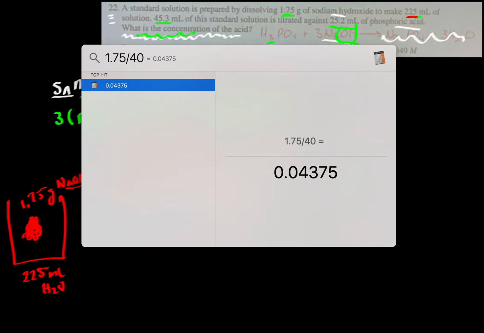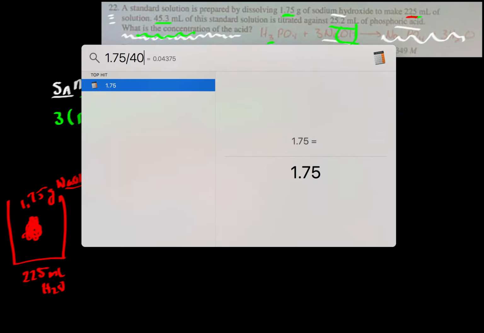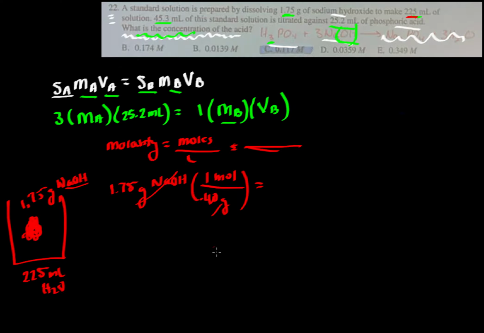0.044 is good enough. Wait, let me make sure I put that right. Let's see. 0.044, okay. 0.044 moles sodium hydroxide. Alright, now we have moles.